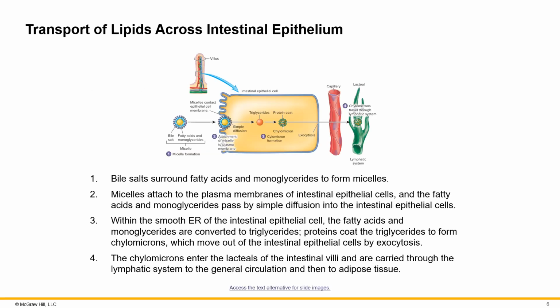Here again is your intestinal epithelial cell. This is the lumen of the small intestine, interstitial space, followed by blood capillary and lacteal, which is all housed right here in the villus of the small intestine. First, you see this yellow droplet right here in the center, which is your fatty acid and your monoglyceride, that the lipases have chopped up into monoglycerides.